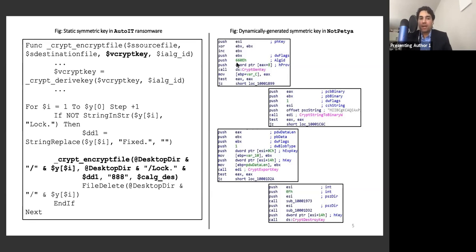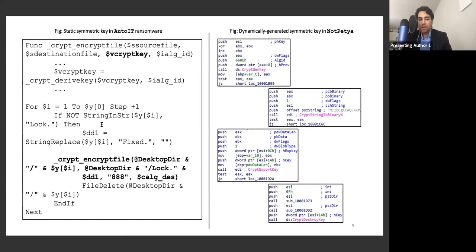On the left-hand side, what you're seeing is an AutoIt language-based ransomware, and this is a decompilation of the ransomware's binary. So that gives us a peek into its source. And we are zeroing in on the routines that are responsible for the file encryption.